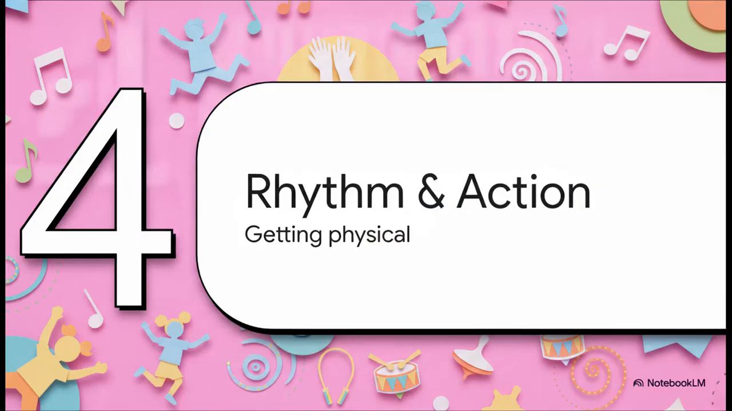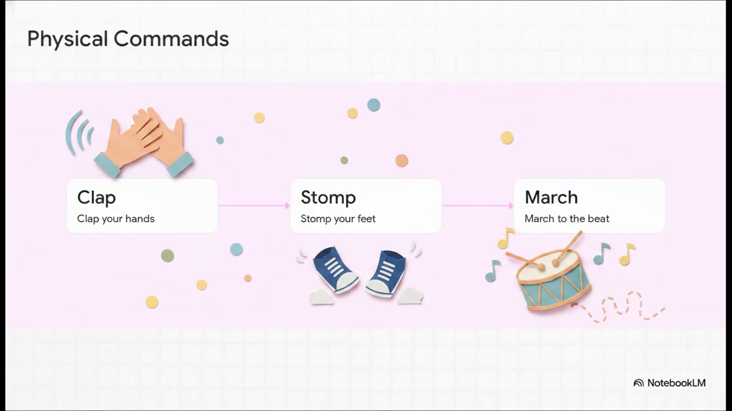On to Section 4, Rhythm, Repetition, and Action, Getting Physical. As seen in the Little Animals March verse, the lyrics literally stop being just a story and start acting as step-by-step commands. Clap your hands, stomp your feet, march to the beat. Listen, if you want to create an awesome video, you know you need a strong call to action. And these songs are literally commanding the audience to physically participate. This kinesthetic learning locks the words right into their muscle memory.